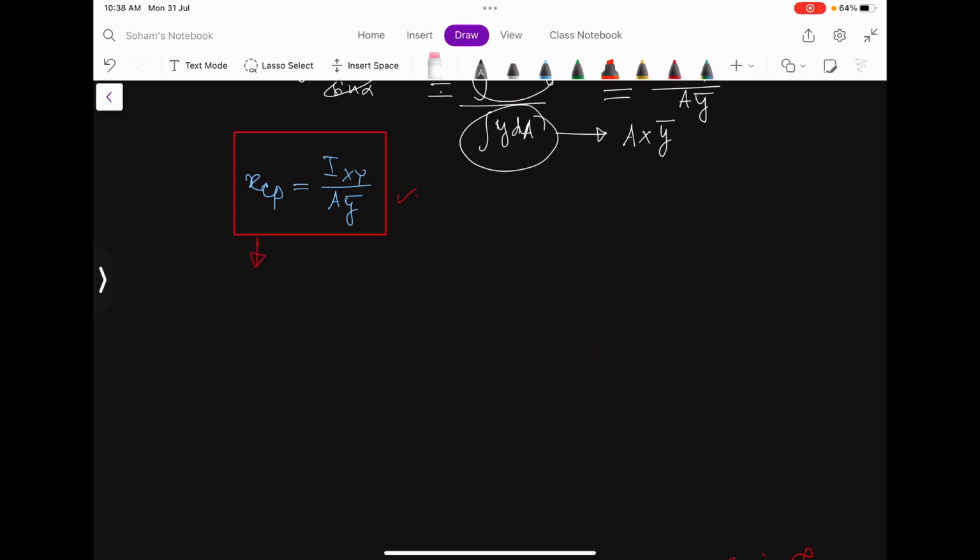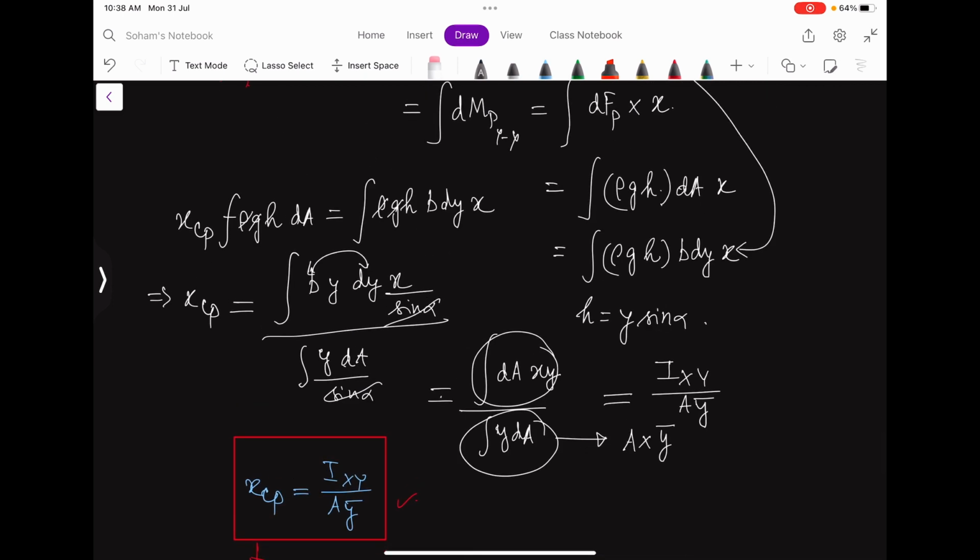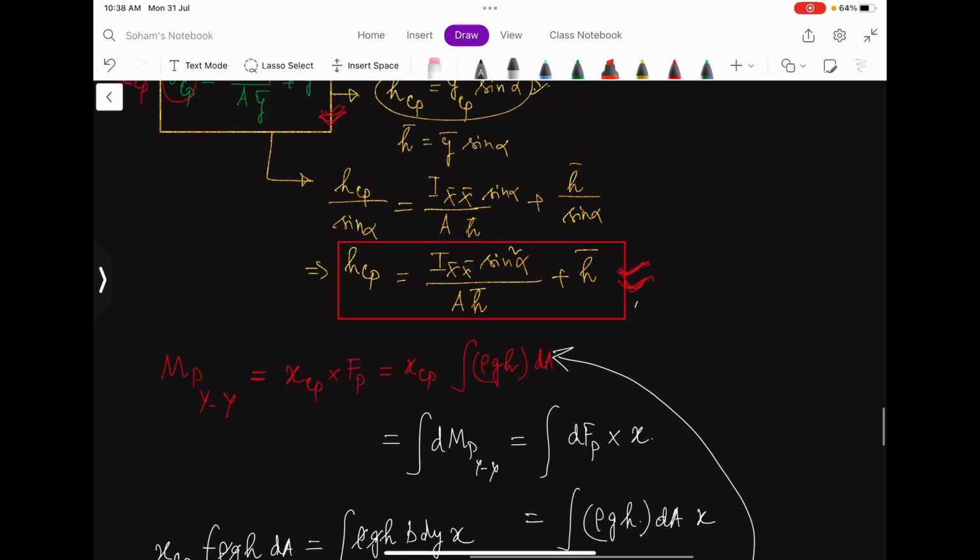And lastly, just see how quickly I have derived this xcp, and that quickly I can derive this hcp if I forget this formula, unfortunately. So my point is that just derive every formula by yourself, so that even if you forget the formula in the examination hall, you can derive it in a few seconds. I can derive this formula under 15 or 20 seconds. Just be like that. Then you don't have to remember a lot of things.